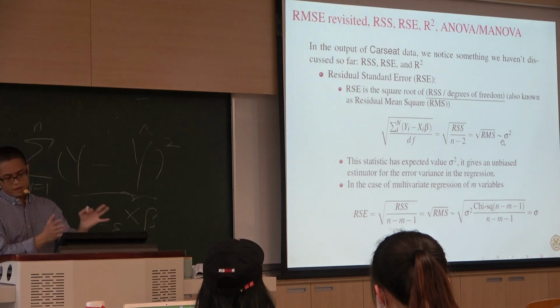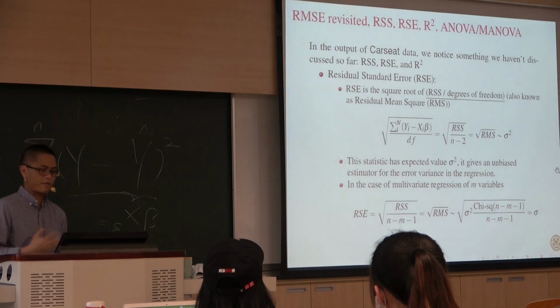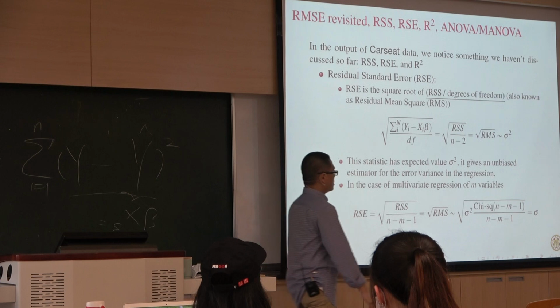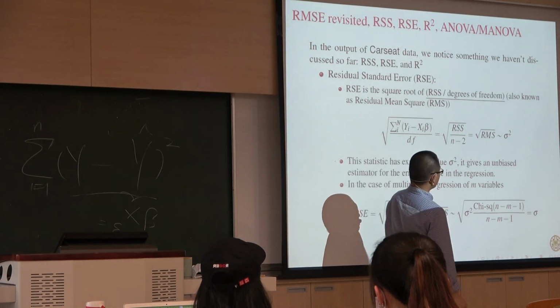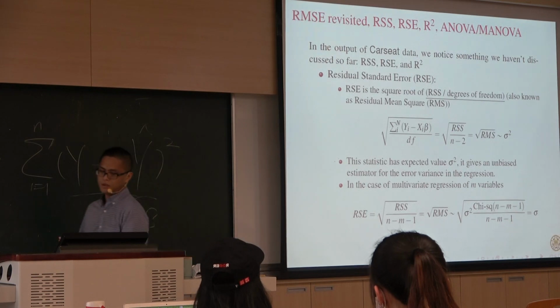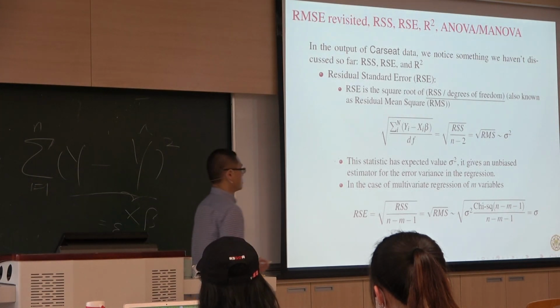And if you get a sample size large enough, it should converge to this. So you have the expected value of sigma squared. We usually write it as sigma squared. That is an estimable variance. So the sigma squared gives an unbiased estimator for the error variance in your regression model.